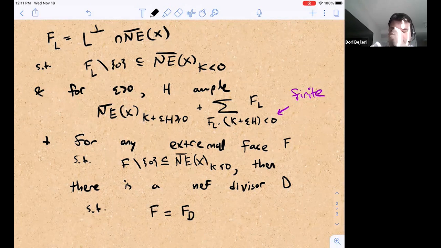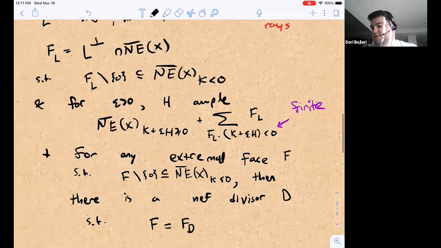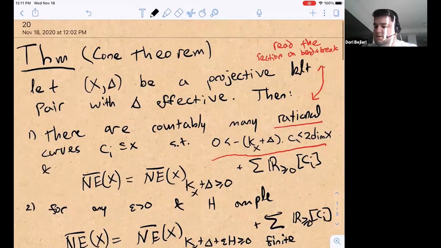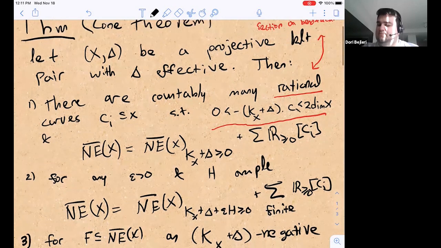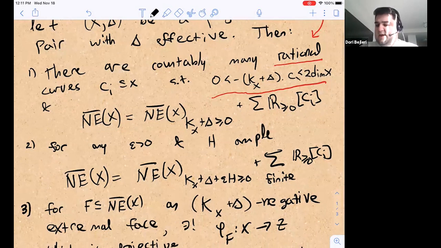Okay, and so now we want to finish. So basically, what do we have left? If we go back to the statement, we've essentially proved one, except we haven't shown yet that these rays are actually spanned by curves. All we know is that the rays are dual to some F divisor. Okay, we're not going to show this rational part and this bound on the intersection with K_X plus delta, just because we didn't do bend and break. We showed two, again, assuming that we show these rays are actually spanned by rational curves. Then we also have two.